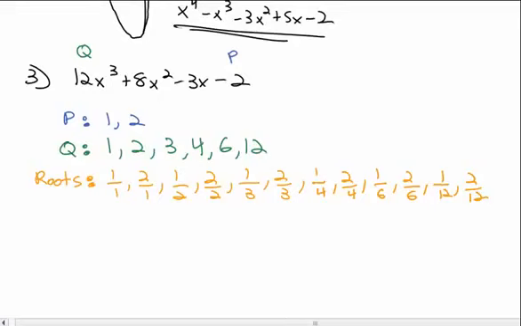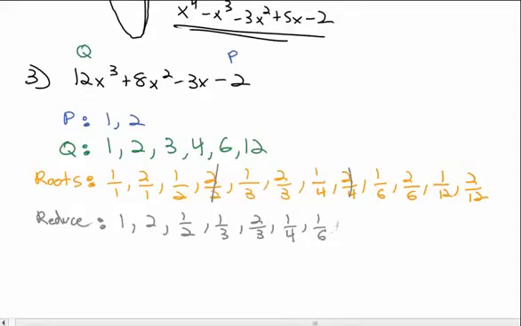Now we can go through and reduce, and as we do, we'll get rid of our repeats. 1, 2, 1/2, 2 over 2 reduces to 1. We've already got that. 1/3, 2/3, 1/4. 2/4 reduces to 1/2. We have that already. 1/6. 2/6 reduces to 1/3. We have that already. 1/12. And 2/12 reduces to 1/6. We have that already.